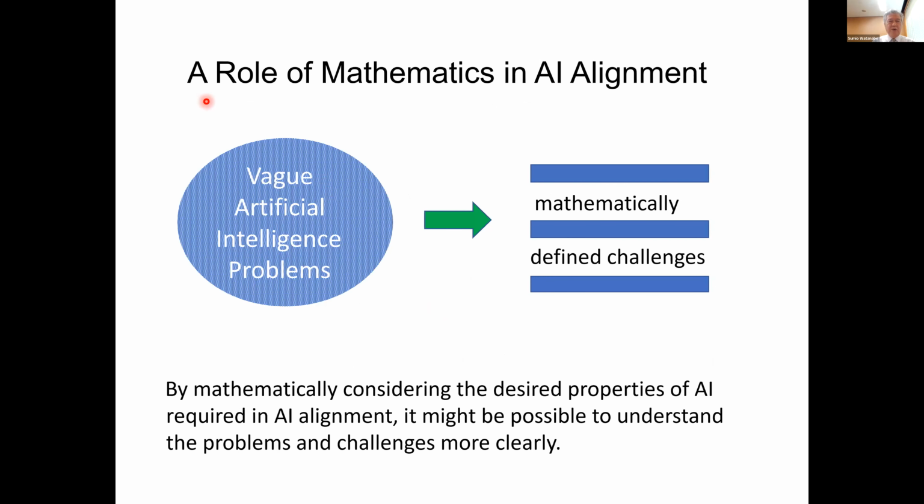So this is the role of mathematics in AI alignment. Artificial intelligence has many problems, but they are very few here. By mathematically considering the desired properties of AI required in AI alignment, it might be possible to understand the problems and the challenges more clearly. So here we have mathematically defined challenges.